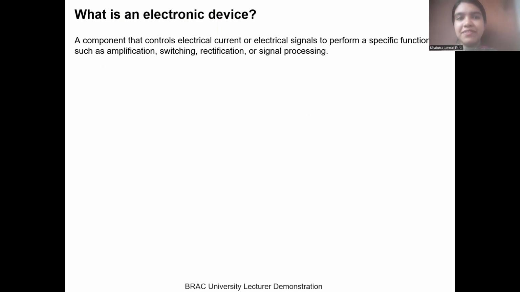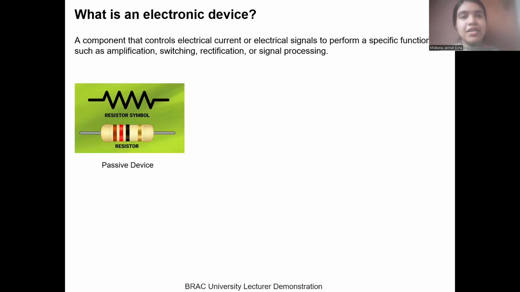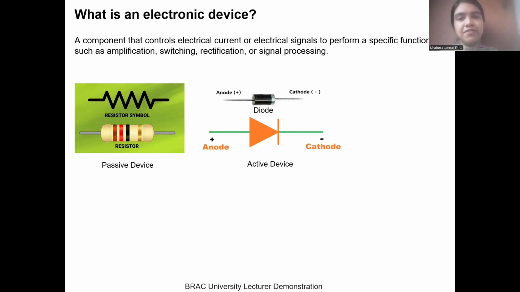Normally, an electronic device is a component that controls the flow of electrical current and electrical signals to perform a specific function like amplification, switching, rectification, or signal processing. One kind of electronic device is a resistor. A resistor limits the flow of current. Another electronic device can be a diode. A diode lets current flow only in one direction.